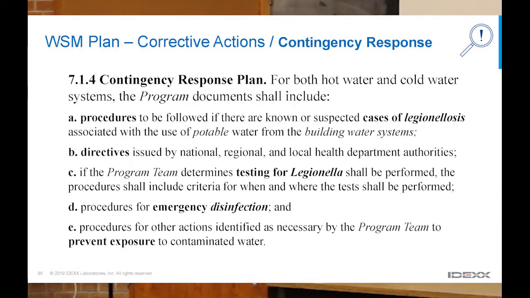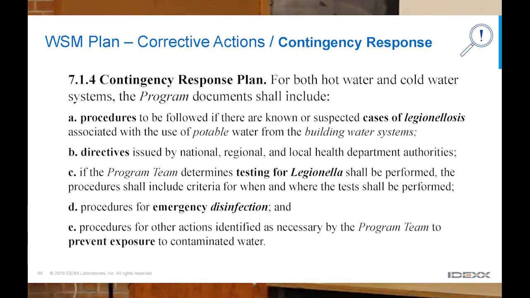And it just says the water management program shall include these items with respect to a contingency response plan. Those are procedures to be followed. You can read it. Are there any directives issued by national or regional authorities? That talks about if the program team determines testing for Legionella because it's suspected, maybe testing is not part of the plan. And that's probably the most common question that we've been asked about the ASHRAE standard 188.